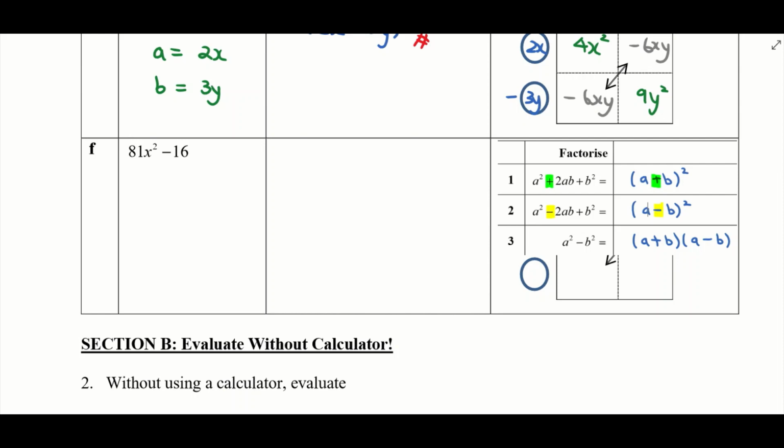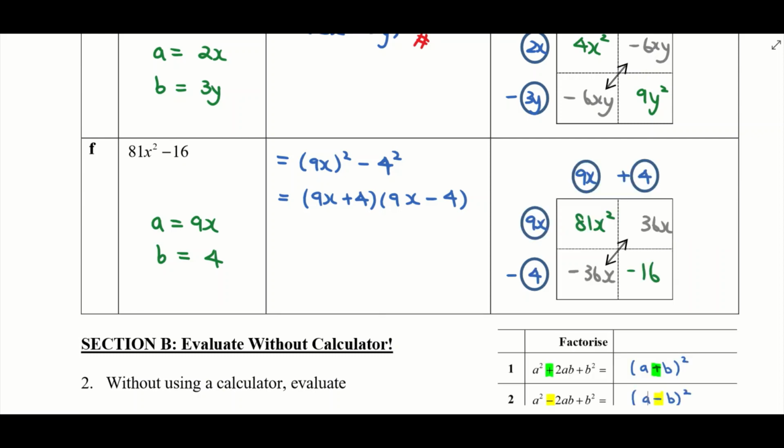And we have come to the last part, part F. Again, can you figure out what is the a and b for part F? a would be 9x and b would be 4. This will be the difference of two squares. The answer is (a plus b) times (a minus b), so (9x plus 4) times (9x minus 4). This will be the rectangle diagram.